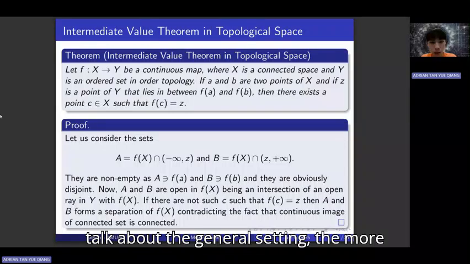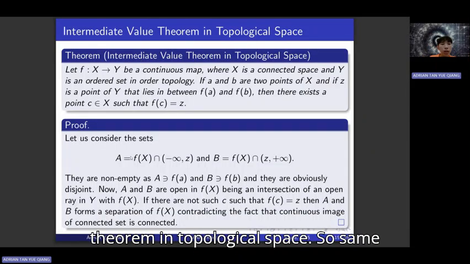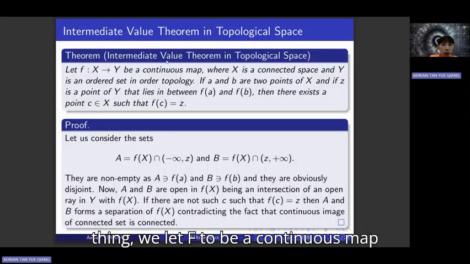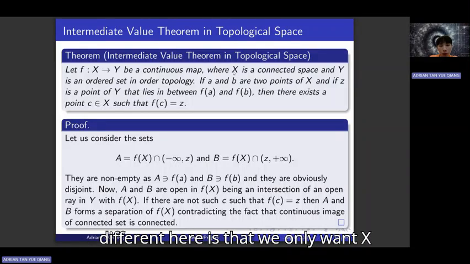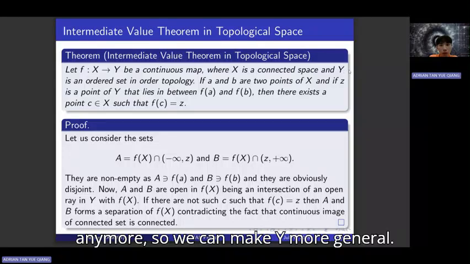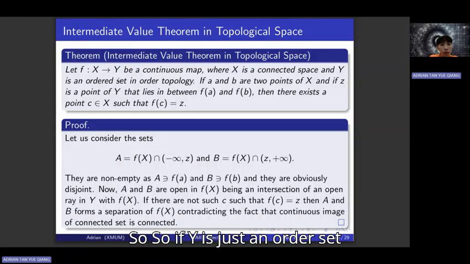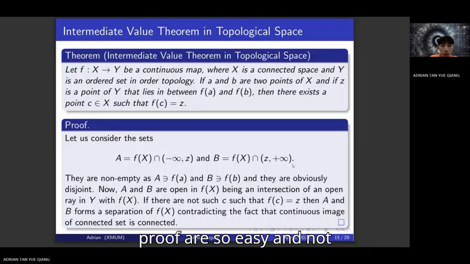And now finally we can talk about the more general setting of the intermediate value theorem in topological space. Same thing, we let f be a continuous map from X to Y, but what's different here is that we only want X to be a connected space, and the space Y we do not want to be R anymore. So we can make Y more general. If Y is just an ordered set in the order topology, then the intermediate value theorem still works. The proof is also easy, so I'll not talk about it.